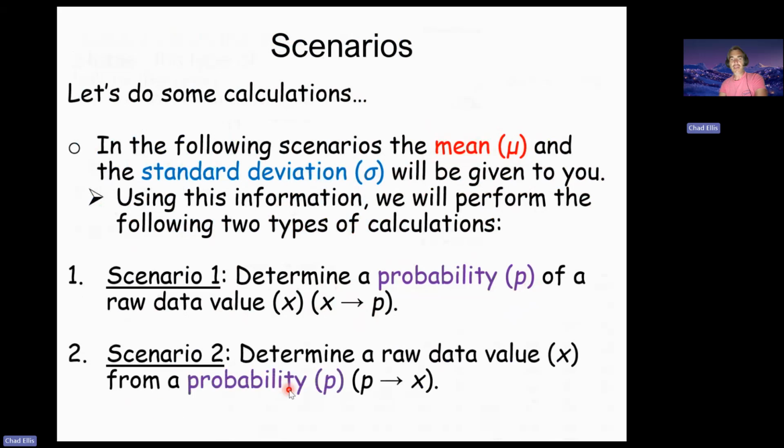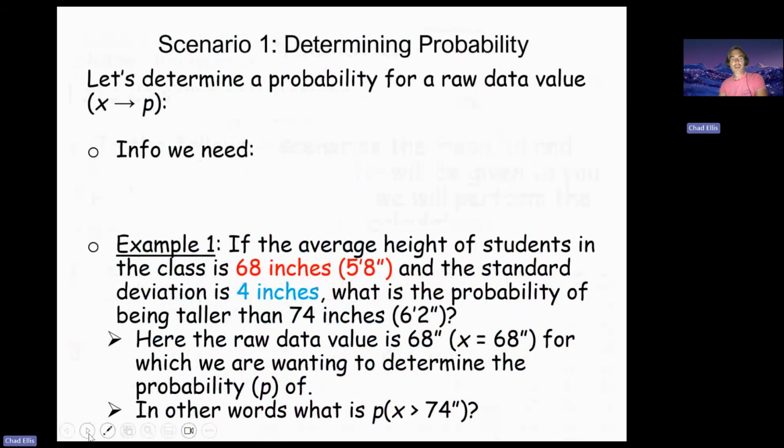And then the second scenario is that we're basically going to reverse that. We're going to be determining the X value based on the given probability. So instead of getting the probability of an X value, we're going to be getting the X value for a certain probability. Okay, so again, the info that we need is the mean of our data set and the standard deviation. So let's do an example here.